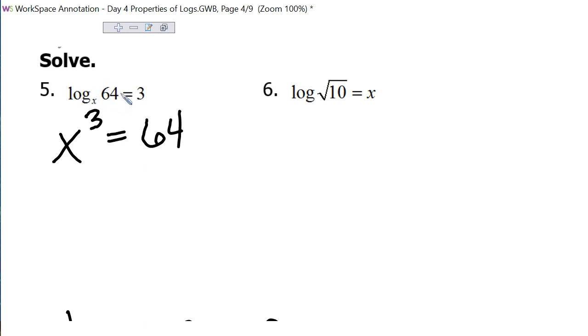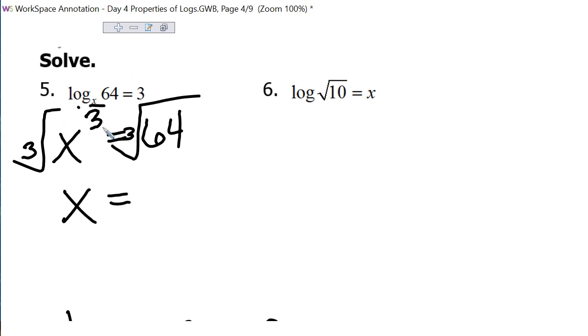64. So now we just have an equation to solve. So x is being cubed, and the inverse of cubing would be? Cube root. Cube root both sides. So the cube root of x to the third is x. And what's the cube root of 64? 4.